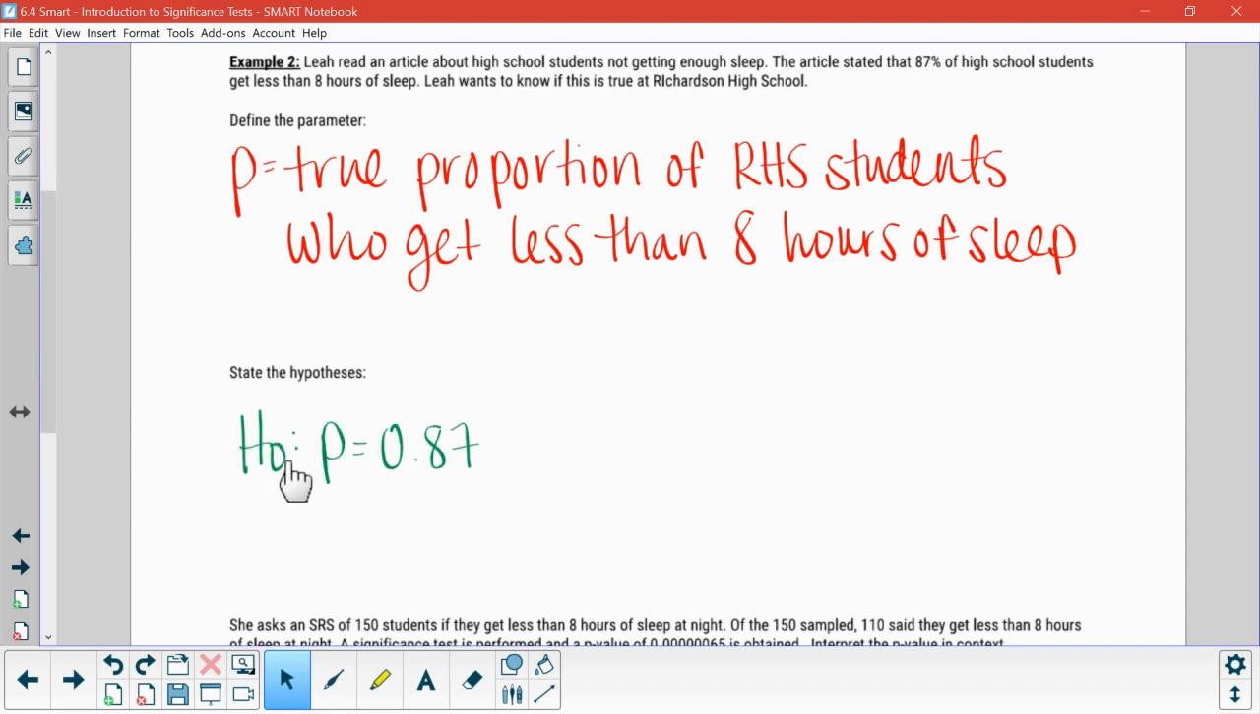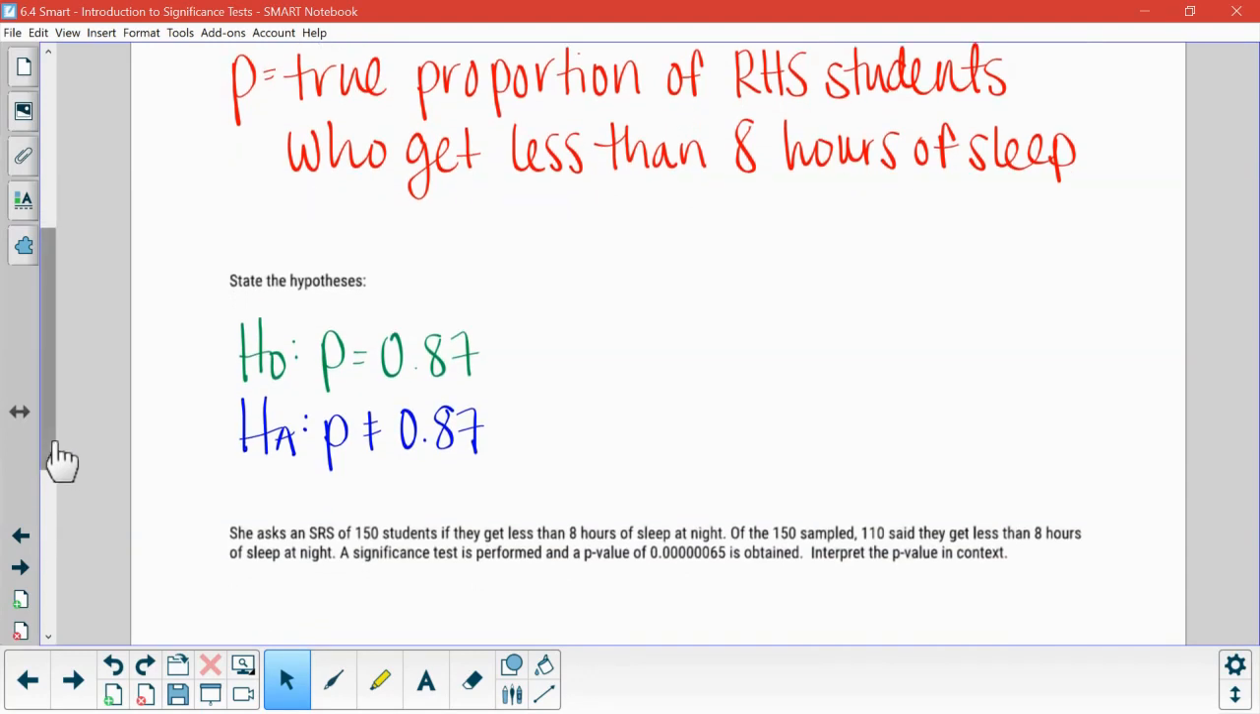So my null hypothesis should be p equals 0.87. Leah wants to know if this is true at RHS. She doesn't necessarily care if it's greater at RHS or if it's less at RHS. She just wants to know, is it different? And when that occurs, we say the alternative is p not equal to 0.87. So is it just something other than their claim? And we get some calculations.